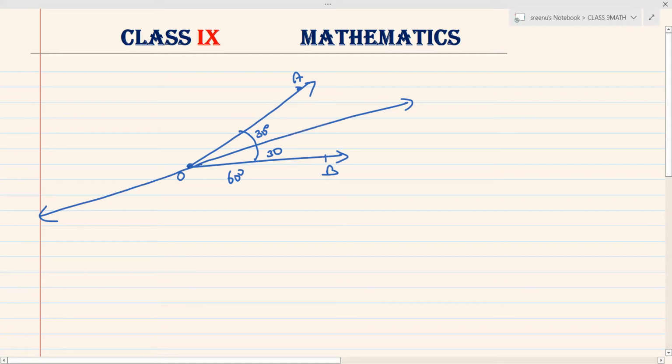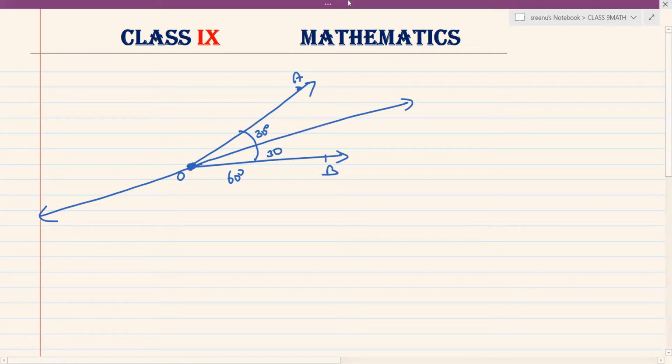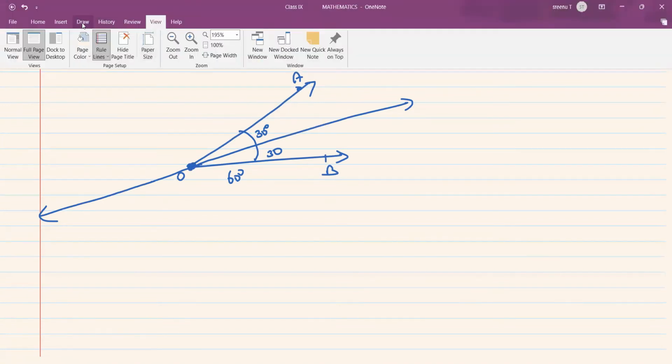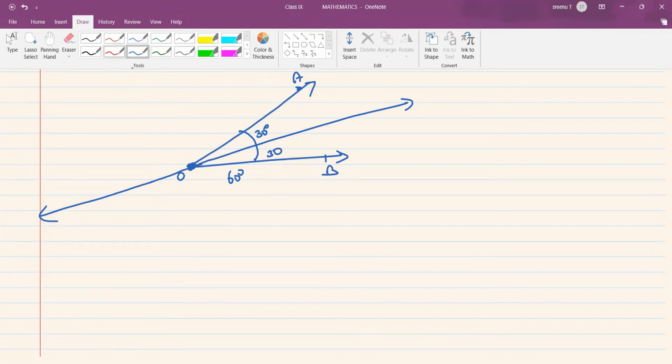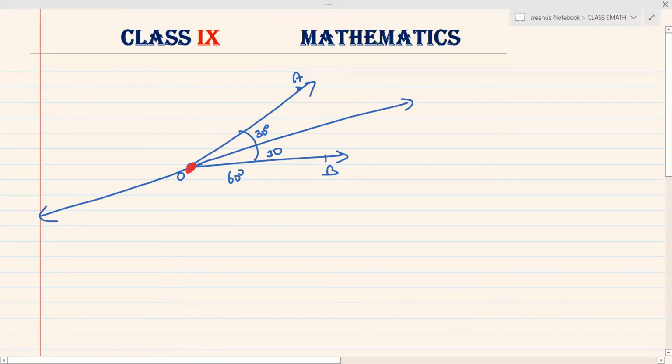So here, same vertex in the sense, I will mark with another color. So this is the same vertex. Which angle does it bisect? So obviously it is the reflex angle. Okay, this will be the reflex angle only, no? Yes, sir.